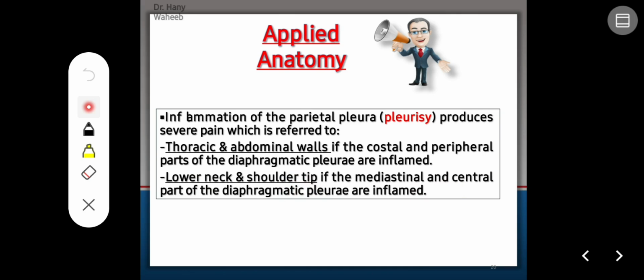So inflammation of the pleura is called pleurisy. It produces severe pain referred to the thoracic and abdominal walls if the costal or peripheral diaphragmatic pleura are inflamed, as these parts are innervated by intercostal nerves. The pain is referred to the lower neck and shoulder tip if the mediastinal and central parts of the diaphragmatic pleura are inflamed, as these parts are innervated by phrenic nerves.